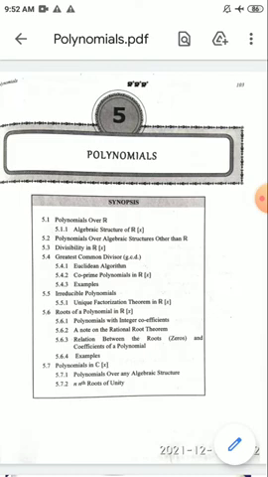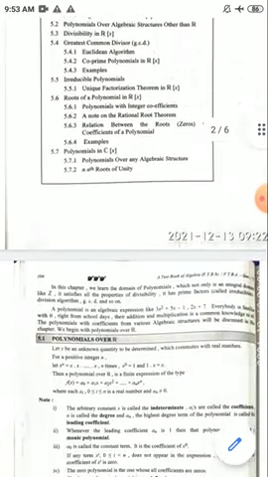Next we'll learn about the algebraic structure of R of X, polynomials over algebraic structures other than R, divisibility in R of X, greatest common divisor of polynomials, Euclidean algorithm, co-prime polynomials in R of X, some examples. Then we learn about irreducible polynomials, unique factorization theorem, roots of polynomials in R of X, and polynomials in C of X. Okay, so all these topics we have to study in this unit.